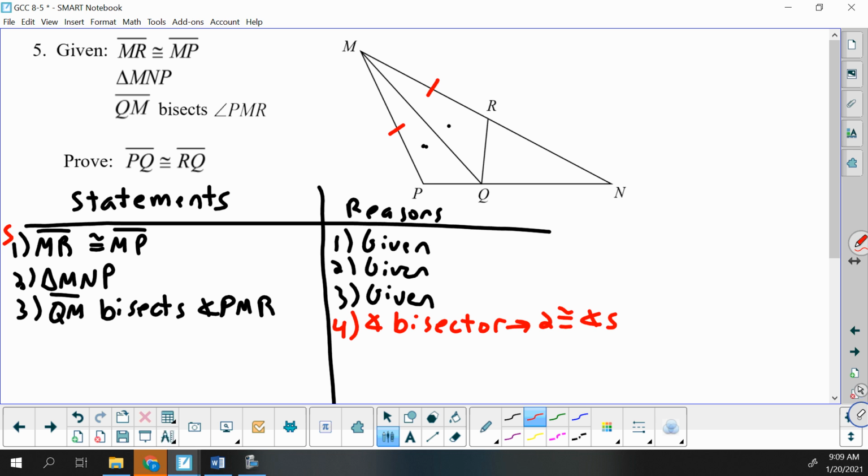It can sometimes be difficult to pick out where the 2 congruent angles are, so trace that original angle, PMR. Here's PMR. QM is bisecting it. So those two angles that get split are the ones that we want. I would recommend doing that anytime you have an angle bisector. So let's number those 1 and 2 to make our life easier. And our statement will just be angle 1 congruent to angle 2.